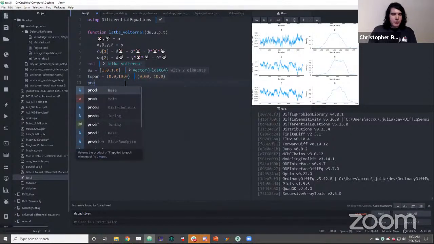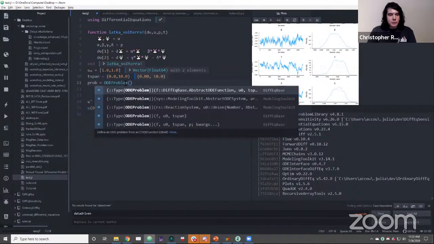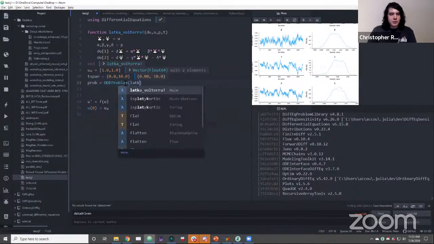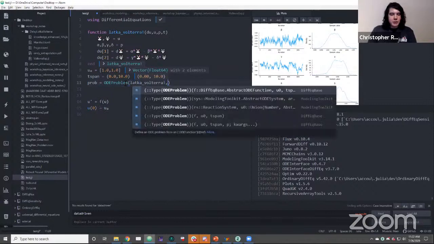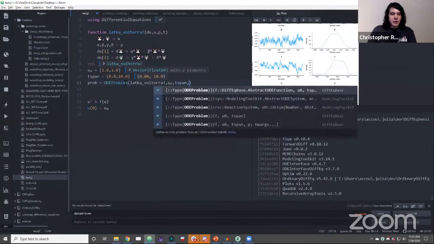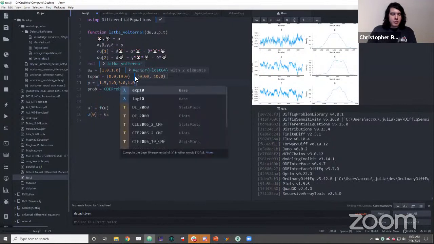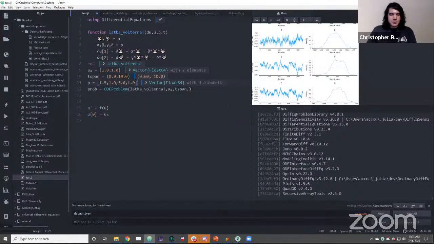And from here, I can make an ODE problem, which is defined by this Volterra equation, my initial condition, and my time span. I also want to give it parameters, right? I need to tell it what I want alpha, beta, gamma, and delta to be. So here I want to say P equals 1.5, 1.0, 3.0, 1.0, which is a very nice model for this. This defines my ODE problem.